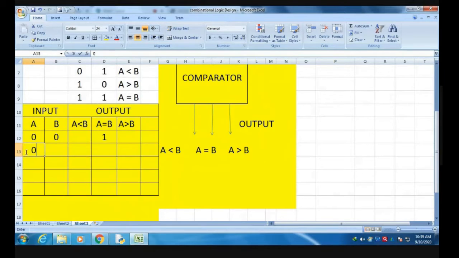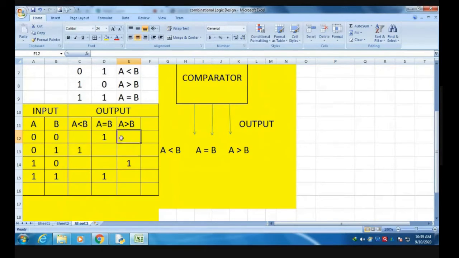If suppose A is 0, B is 1, what is my output? A is less than B. Yes, A is less than B. Then 1, 0: A is greater than B. Then 1, 1: A equal to B.